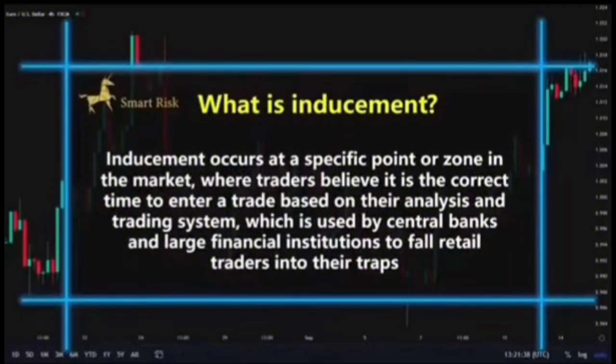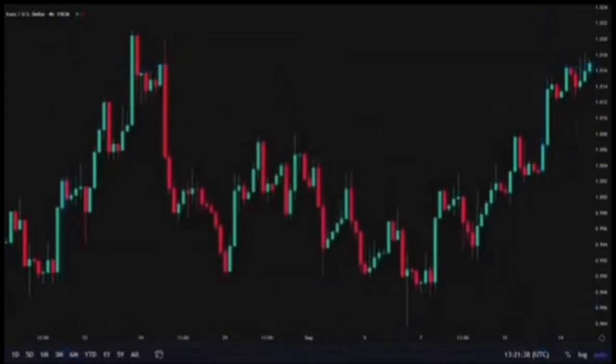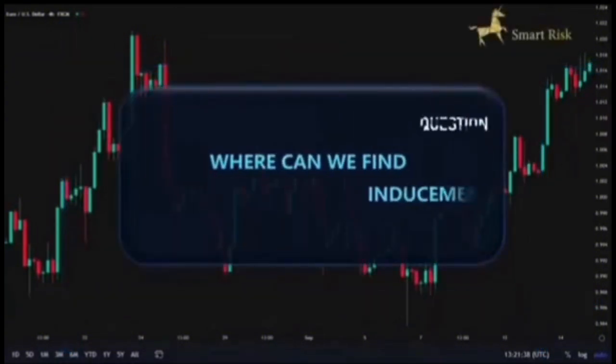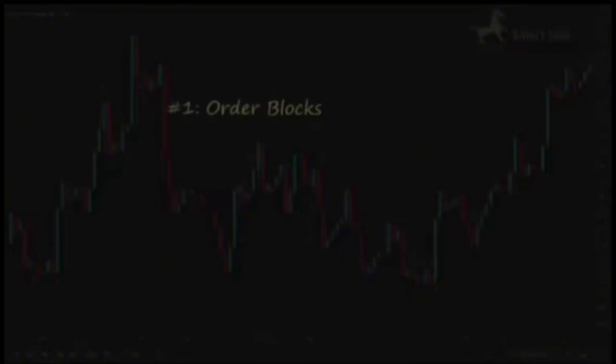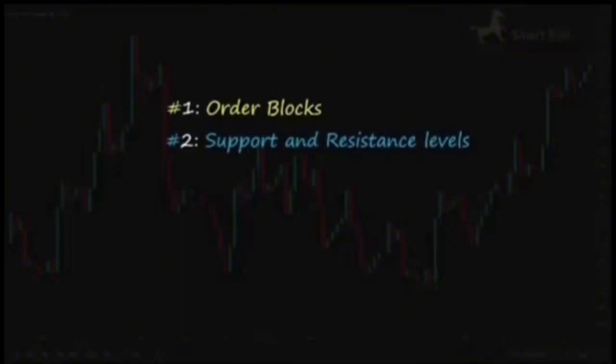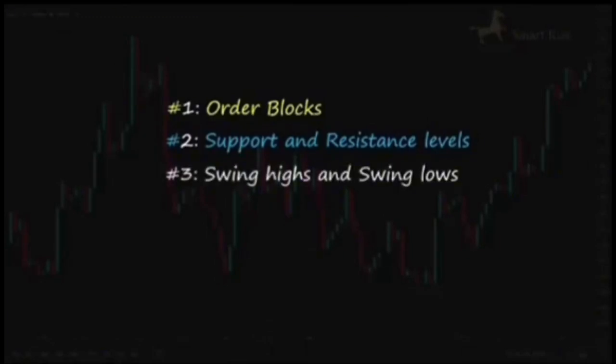Inducement occurs at a specific point or zone in the market where traders believe it is the correct time to enter a trade based on their analysis and trading system, which is used by central banks and large financial institutions to fool retail traders into their traps. What does that mean exactly? Where can we find inducements? Most of the time, inducement appears at these specific points and zones: order blocks, support and resistance levels, swing highs and swing lows, trend lines.